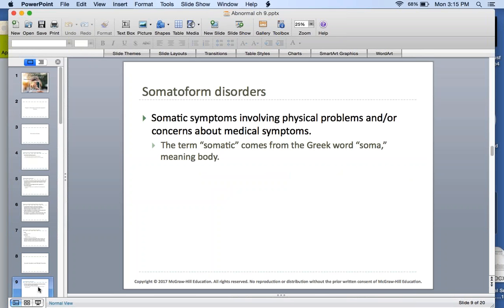Somatic symptoms, or body symptoms, right? So somatic symptoms involve physical problems and/or concerns about medical problems, medical symptoms. These are our somatoform disorders. Somatic, Greek word soma, meaning body. I say that so many times so that it sticks in your head.